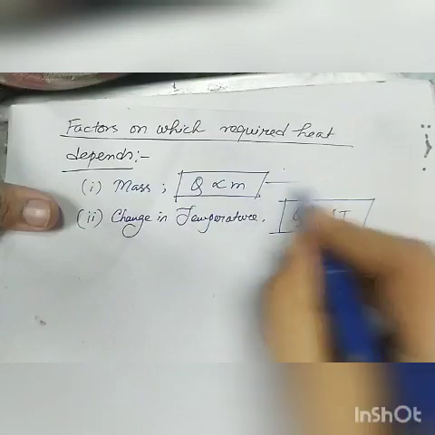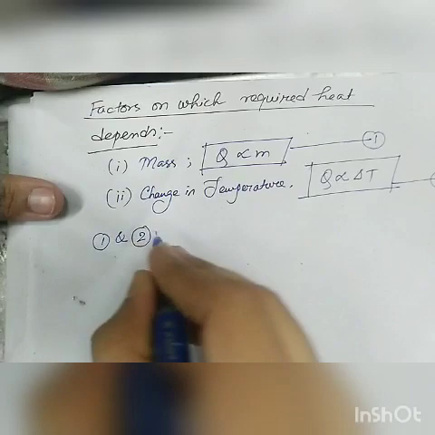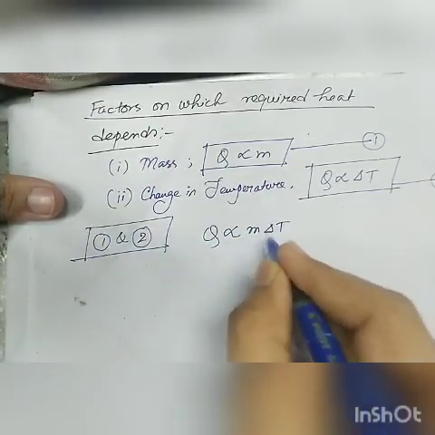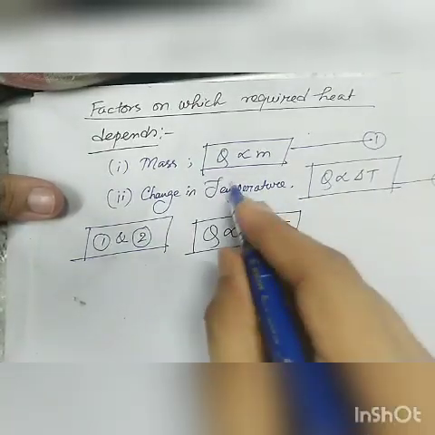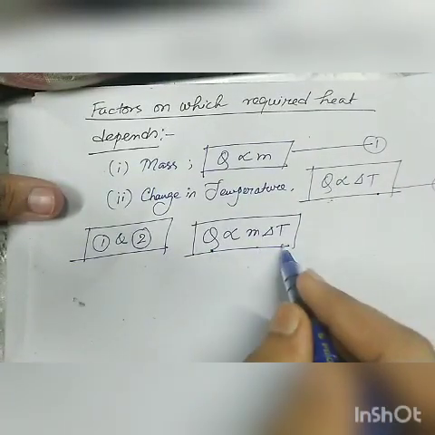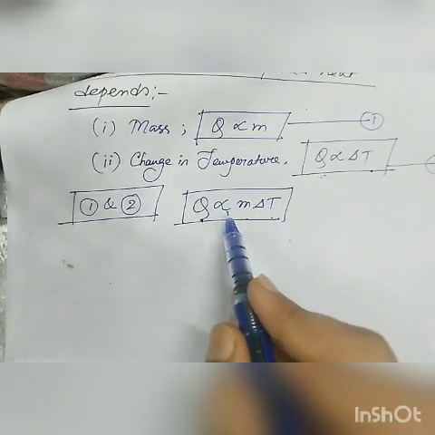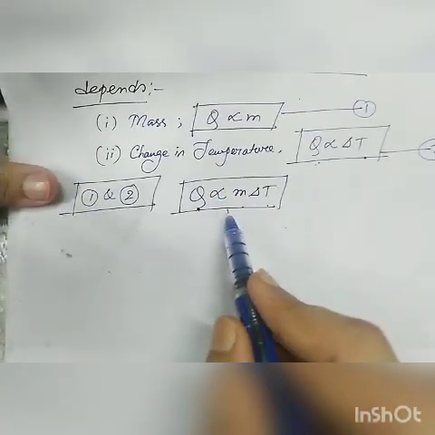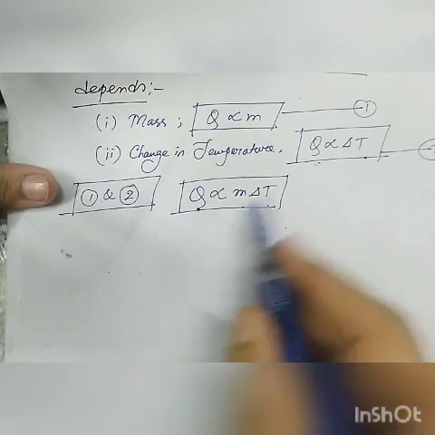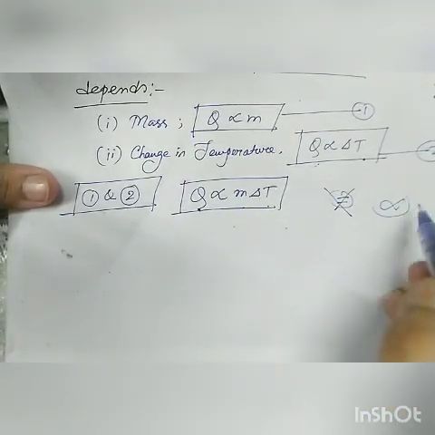Now if I combine equation 1 and equation 2, as all of you know when two proportional relations are combined, 1 and 2 give us Q is proportional to M delta T. Q is proportional to M, Q is proportional to delta T. Together, Q is proportional to M delta T. Clear? Now is this an equation? I think all of you know the answer. The answer is no. This is not an equation, because an equation will always contain an equals to symbol. But is there an equal symbol? No. That is a proportional relation.